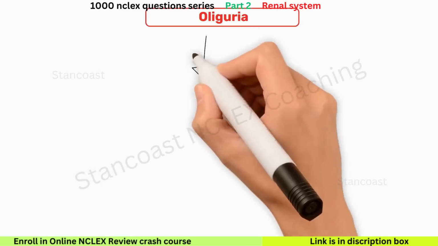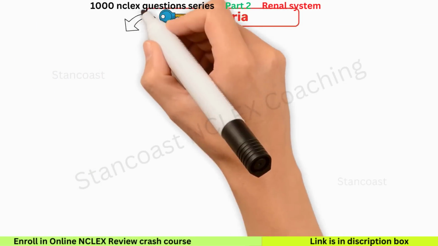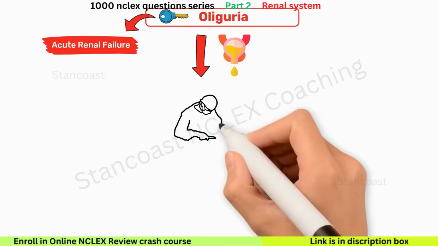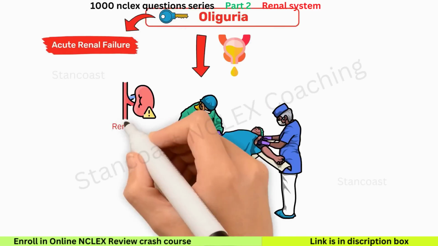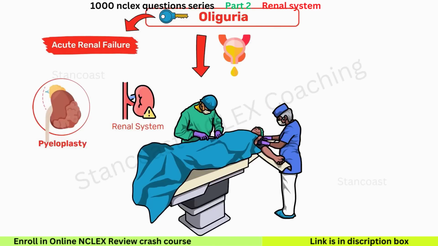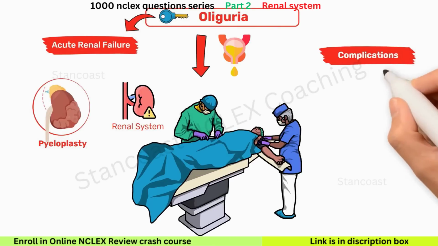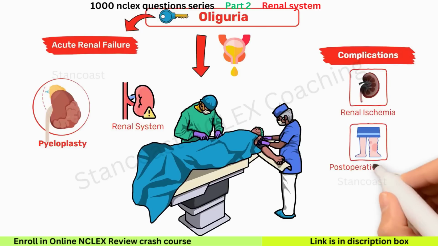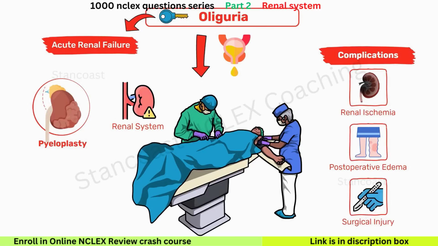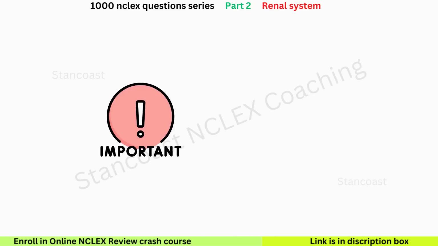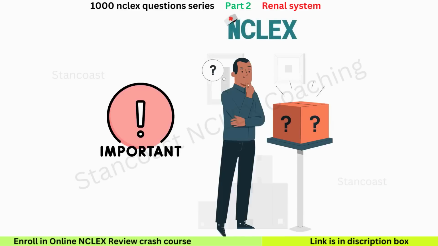Oliguria, or reduced urine output, is a key early indicator of acute renal failure. In the context of surgeries related to the renal system, such as pyeloplasty, oliguria could signify complications such as renal ischemia, post-operative edema, or surgical injury, necessitating prompt intervention. Now, shifting our focus to the next set of NCLEX review questions.